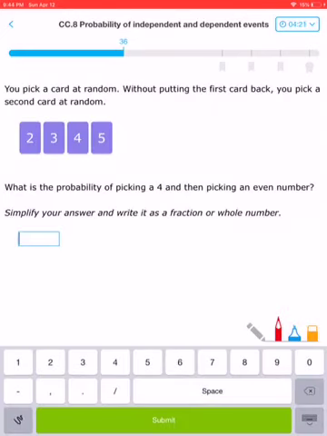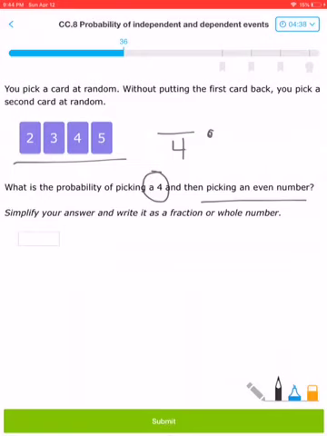Okay, you pick a card at random. Without putting the first card back, you pick a second card. So this is just like what we did a second ago. Probability of picking a 4 and then an even number. Okay, so there's 4 cards here. So on my first try, I will have 4 to choose from. On my second try, there will only be 3 to choose from because I'm not putting the first card back. Well, the probability of picking a 4, how many 4s are here? There's 1. We're not going to put the card back. So what we have to do there is say, okay, I got the 4. You assume you got the 4 when you do the probability.